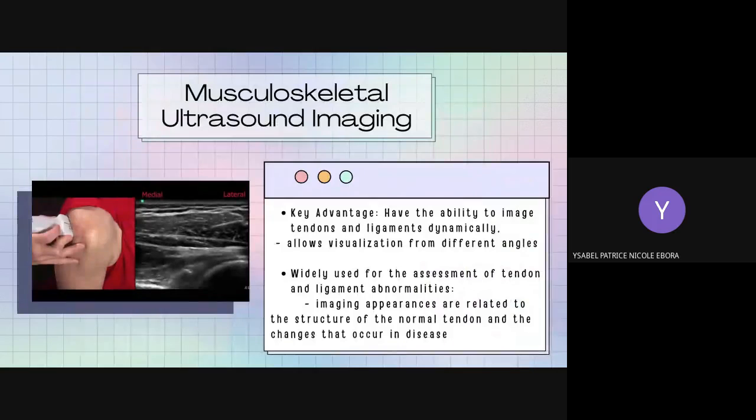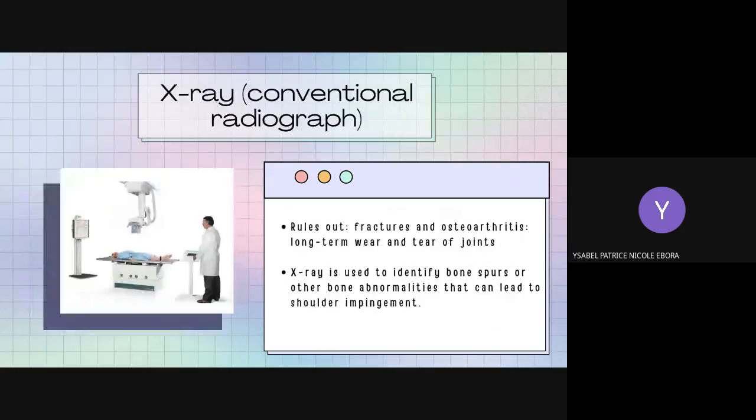For musculoskeletal ultrasound imaging, as shown in the PowerPoint, the ultrasound has the advantage over MRI for it has the ability to image tendons and ligaments dynamically, allowing visualization from different angles and under stress. It is widely used for the assessment of tendon and ligament abnormalities. Next. As for X-ray, it does not show soft tissues, but this test rules out fracture and osteoarthritis cases which can be indicated by the presence of bone spurs. Next.